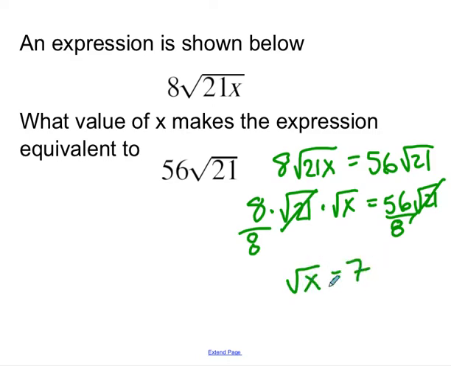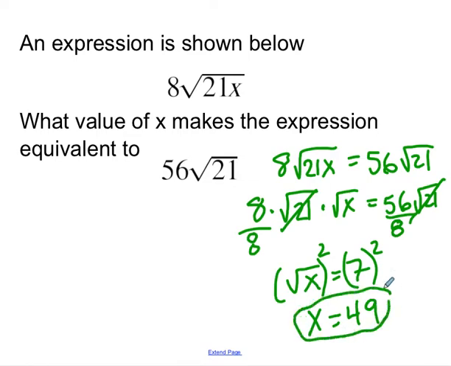And so again, I'm going to think of a number that when I take the square root, I get 7. And an easy way to do that is just to square both sides, right? This will get rid of the square root, and so x equals 49. All right, and so this is how we can find what value of x will make an equivalent expression.